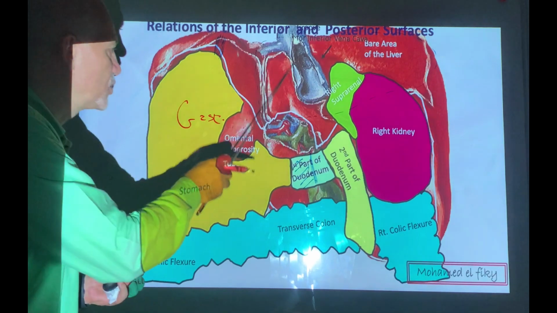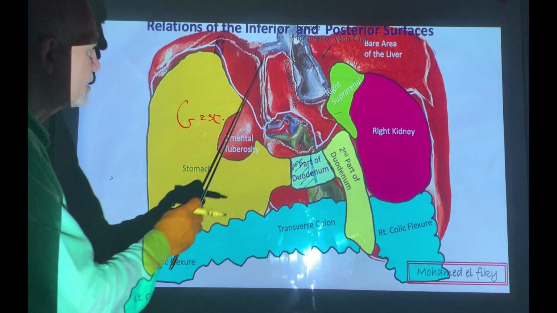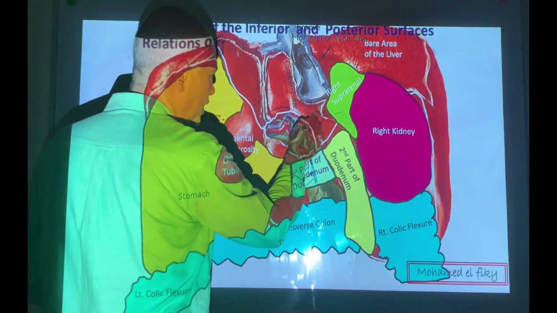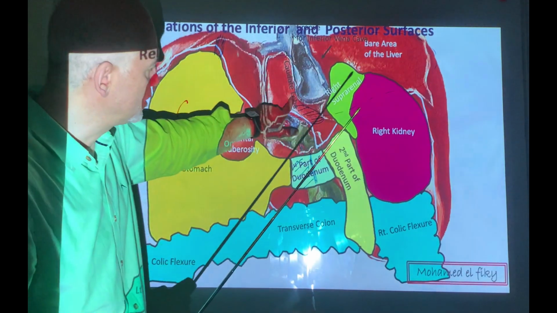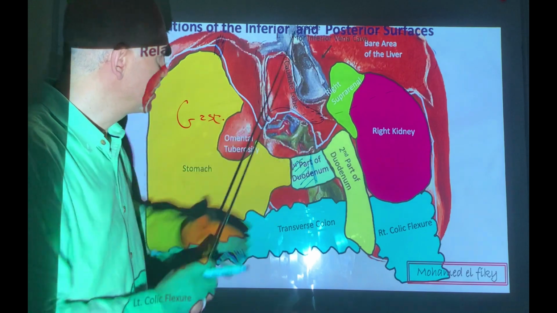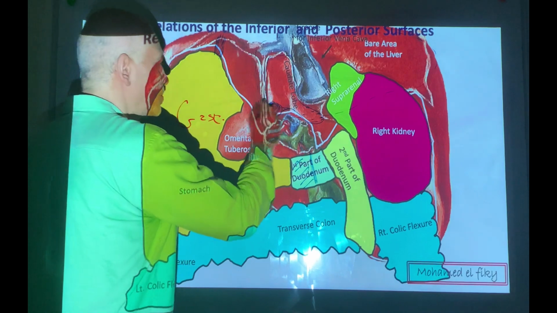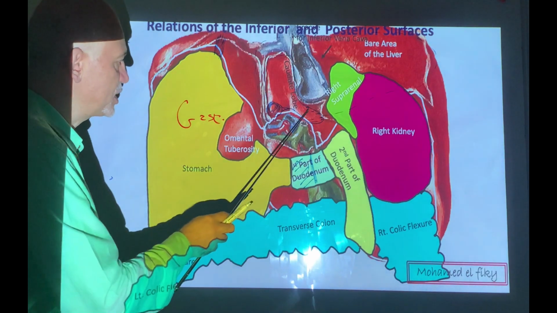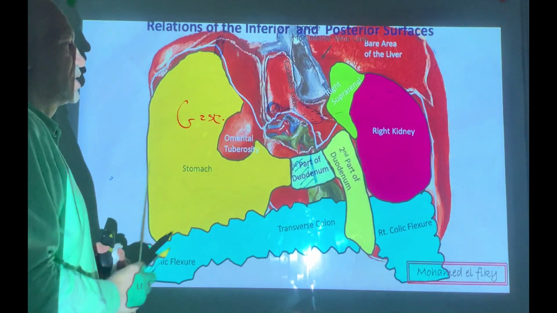Also remember there is a groove for the inferior vena cava. This is the caudate lobe. We have what is called the caudate process, projection of the caudate lobe, and also in the caudate lobe there is an elevation here called the papillary process. So the caudate lobe of the liver has the caudate process and the papillary process.